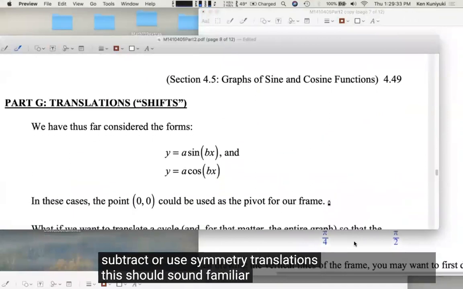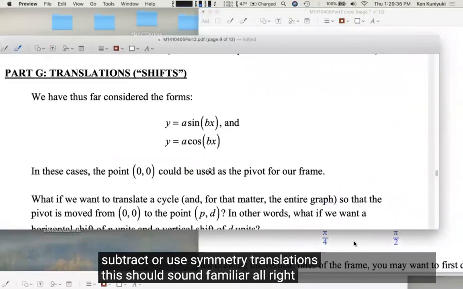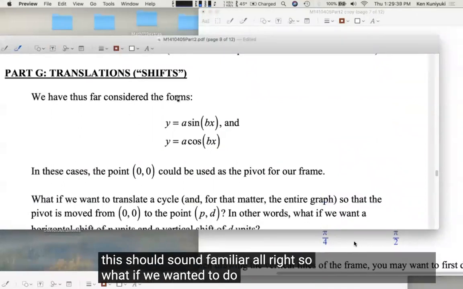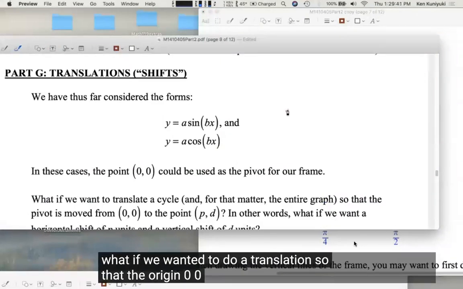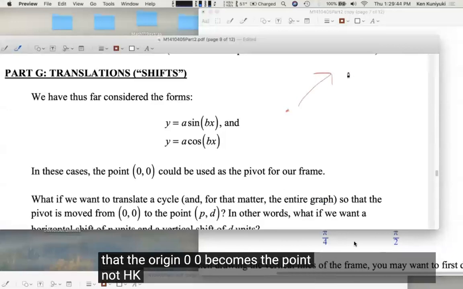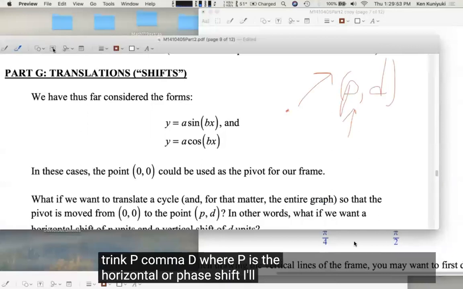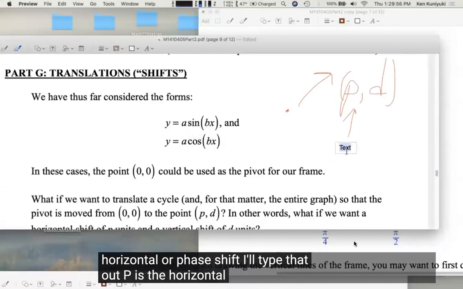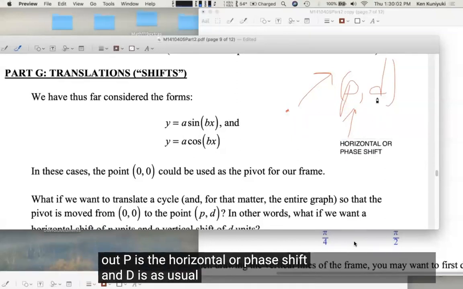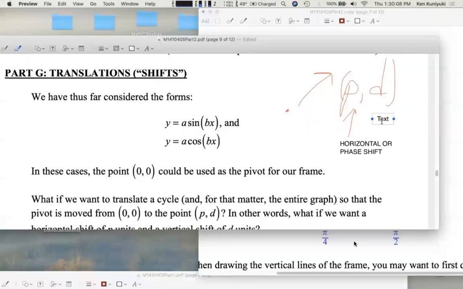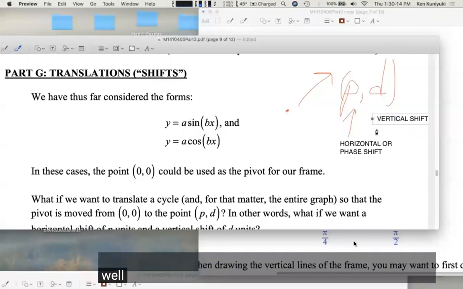Translations. This should sound familiar. All right. So what if we wanted to do a translation so that the origin 0, 0 becomes the point, not h, k, but P, D? This is standard notation for trig, P comma D, where P is the horizontal or phase shift. And D is, as usual, the vertical shift. Well, it's usual for trig.